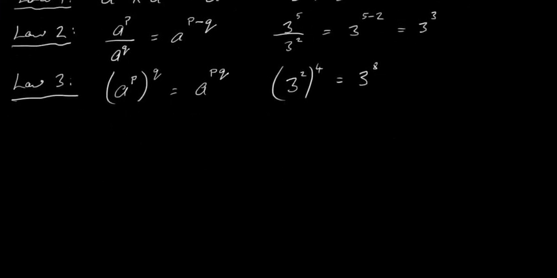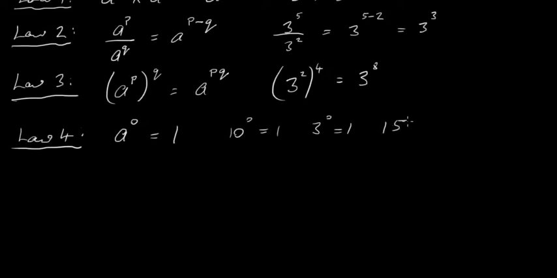Let's move on. We'll look at law number 4. Law number 4 is if we have anything to the power of 0. So if we have a to the power of 0, we get 1. So anything to the power of 0 will always be 1. So for example, if you've got 10 to the power of 0, that's 1. If you've got 3 to the power of 0, that's 1. If you've got a very big number like 1505136012 3 to the power of 0, it's still only 1.